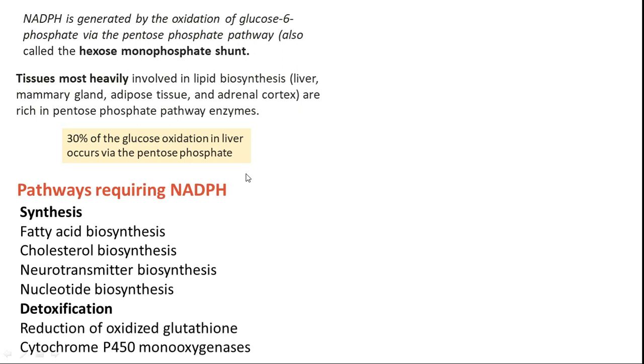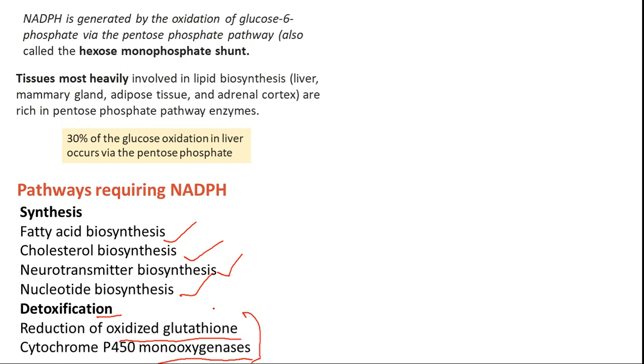The pathways which need NADPH are, in case of synthesis, fatty acid biosynthesis, cholesterol biosynthesis, neurotransmitter biosynthesis, and nucleotide biosynthesis. In detoxification, the reduction of oxidized glutathione and cytochrome P450 monooxygenases is done with the help of NADPH. This we will discuss in detail towards the end of this lecture. So let's move ahead.